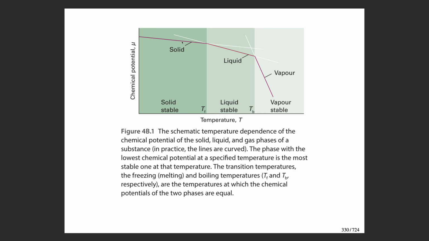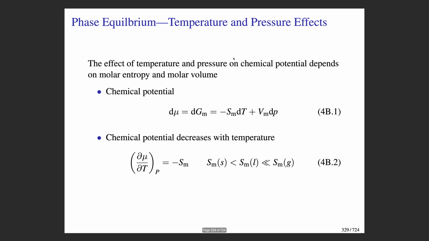And the reason why the two lines have different slopes is because the molar entropy of the solid is smaller in magnitude than the molar entropy of the liquid. Okay, so going back to this equation, this is the slope of the chemical potential with respect to temperature. It's always going to be negative because the third law of thermodynamics tells us that entropy is always positive. So the chemical potential will always decrease with temperature, and the steepness of the chemical potential line will depend upon whether you're talking about a solid, a liquid, or gas.